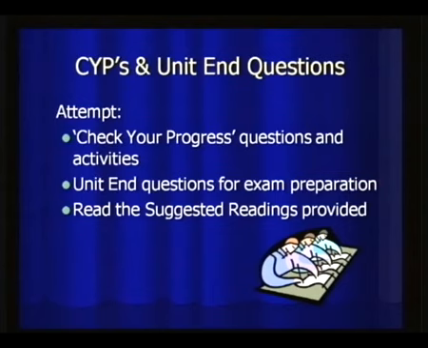Let's have a look at CYPs and unit end questions. Check your progress means that you can assess your own understanding, which is inbuilt in the material itself, and see how you have understood or imbibed the concept being talked about. It is encouraged that you don't use the same language, but make an effort to write these exercises in your own words so that you grasp it, and then you can see how theory is being applied around you and understand the linkages between what is happening and the theoretical understanding.